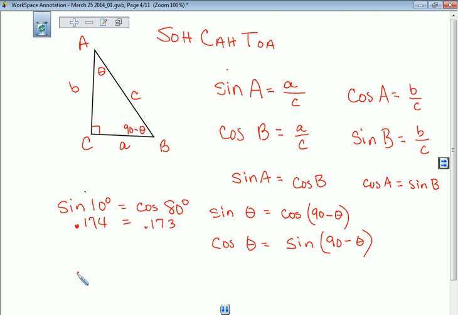So, if I said cosine of 25, that is the same as what? Sine of 90 minus 25, which is 65.